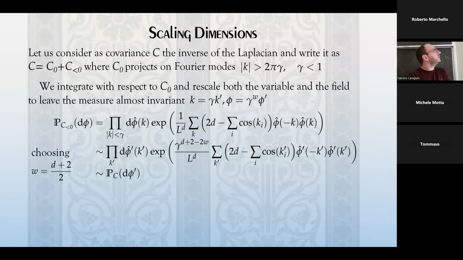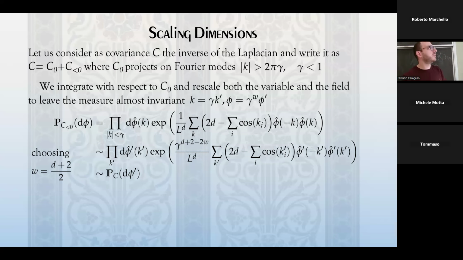And also another property is that if we integrate just the Gaussian without any other terms, it's completely factorized because the matrix is diagonalized, and so all the modes are independent. So we can consider separately the integration with respect to C less than 0 and with respect to C0. So let's try to integrate with respect to C less than 0, which is then the integration with respect to modes which are less than gamma. Okay, I lost a 2 pi, but less than 2 pi gamma.